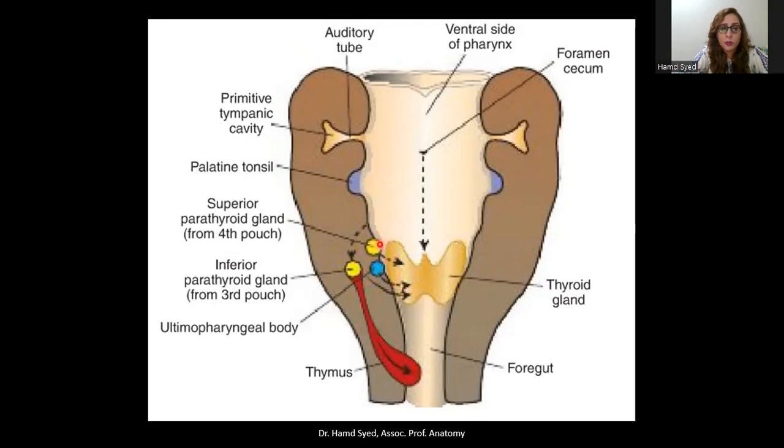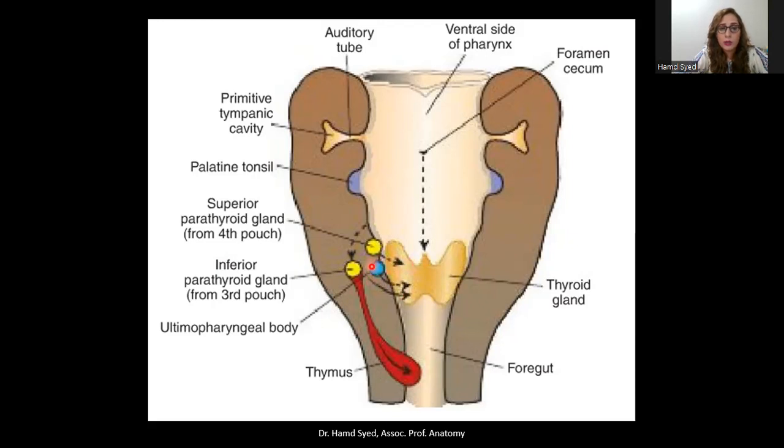The fourth pharyngeal pouch, it was giving rise to superior parathyroid gland and ultimobranchial body. These also get disconnected from the wall of the pharynx, and superior parathyroid gland eventually settles posterior to the thyroid gland. So keep this in mind that both the parathyroid glands, they eventually settle down posterior to the thyroid gland embedded within its capsule. That is their final location or destination.